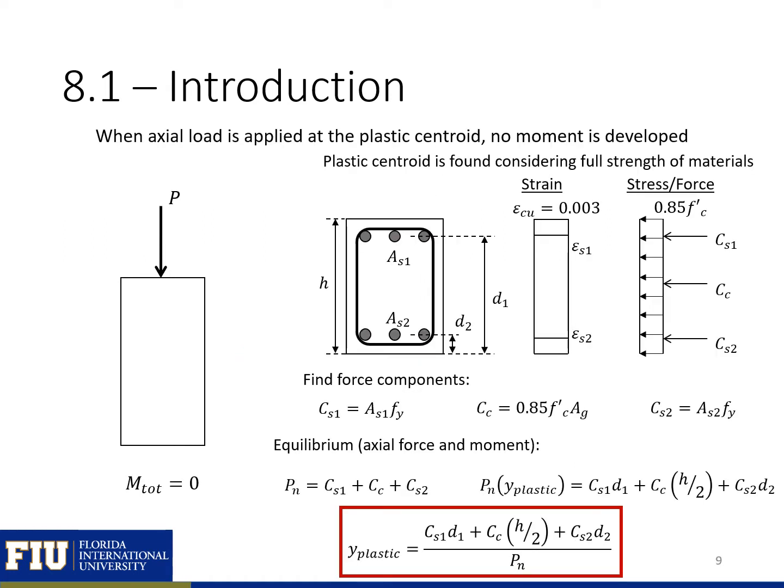The plastic centroid, or plastic neutral axis, is the axis or point where, when we apply an axial load at that point or along that axis, it's going to develop no moment. So when we apply the load at the plastic centroid of our section, it's going to cause no moment in the section. So we can find the plastic centroid considering the full strength of our materials.